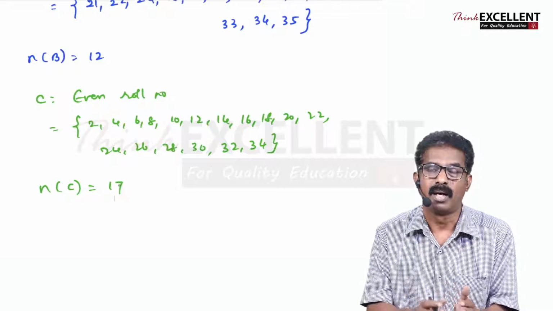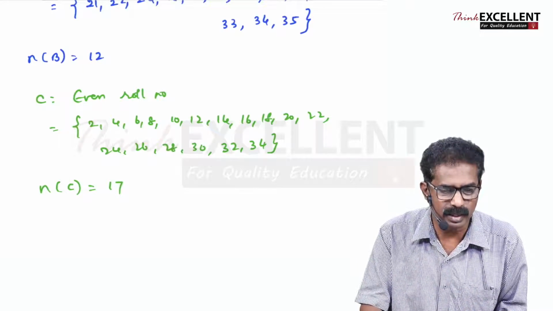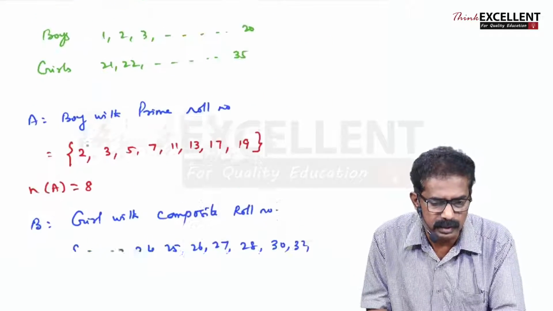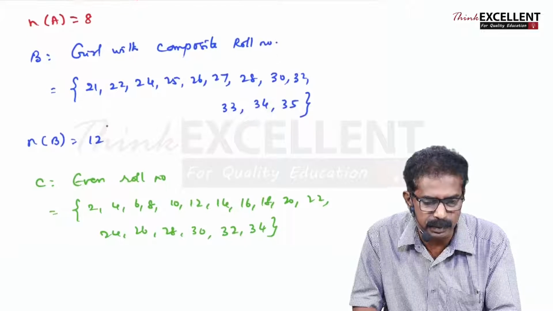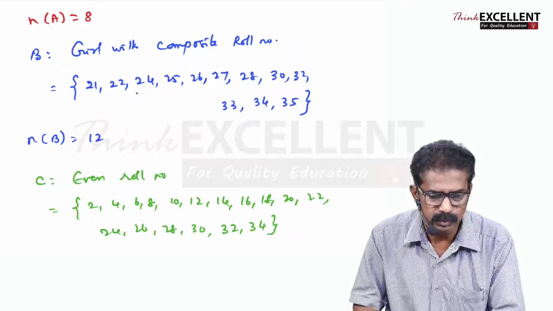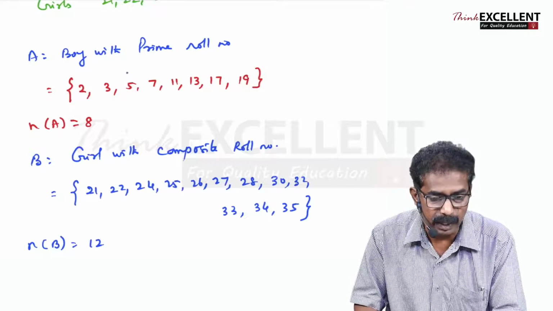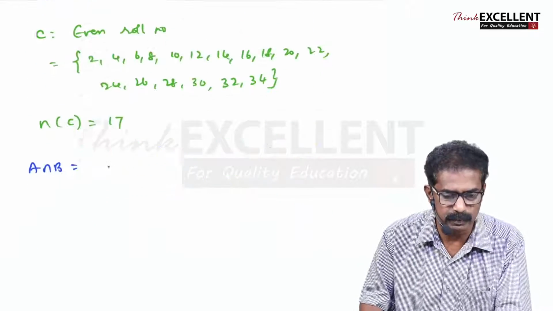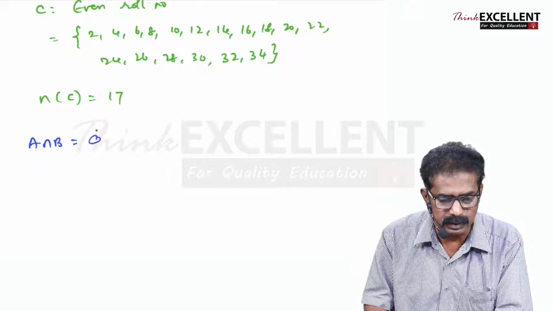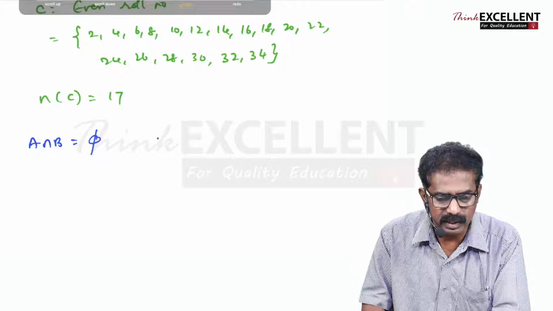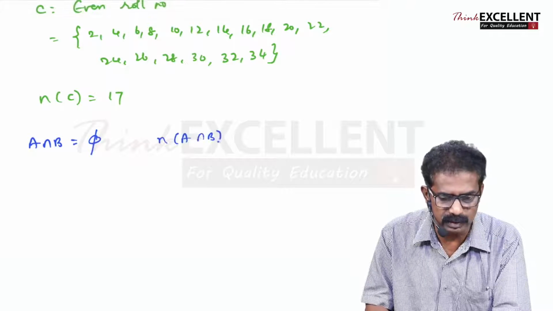Now all the intersections also you need, right? So now I want A intersection B. See what is A intersection B? Intersection is common for A and B. B we have composite numbers, A we have prime numbers. So nothing is common for A and B. So A intersection B is empty set. Okay, so you write like this or you can use this symbol. So n of A intersection B is 0.